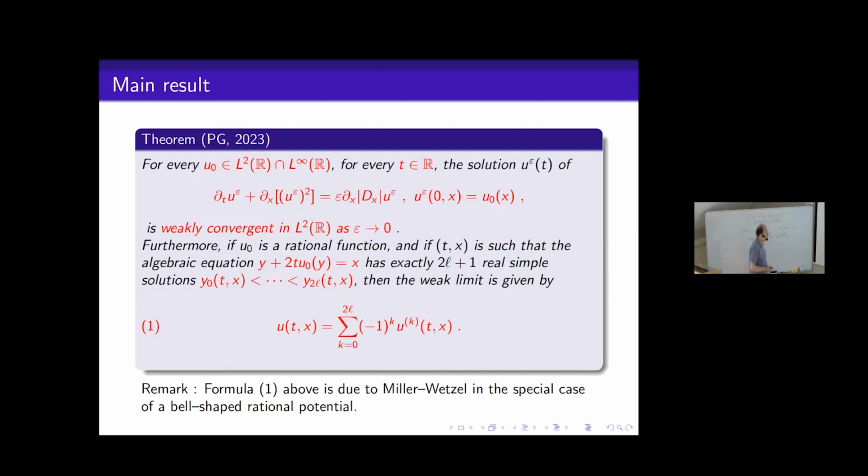So I'm going to compute it in the special case of a rational function, but a rational function of any degree. u0 is just p of y divided by q of y, a real rational function with no pole on the real line, of course. And I do exactly this thing. I pick a t and x, and I look at the equation y plus 2t u0 of y equals x. Sorry.